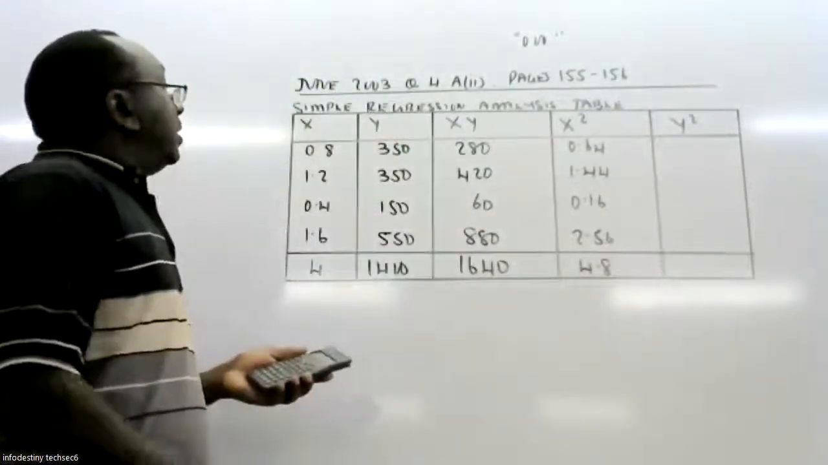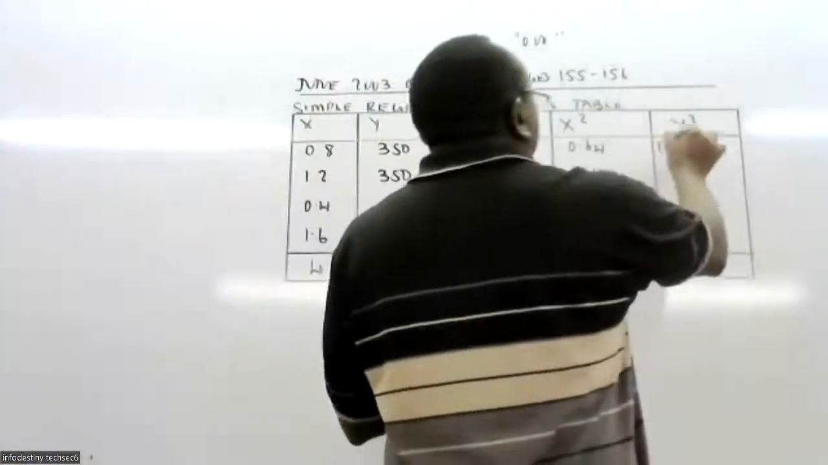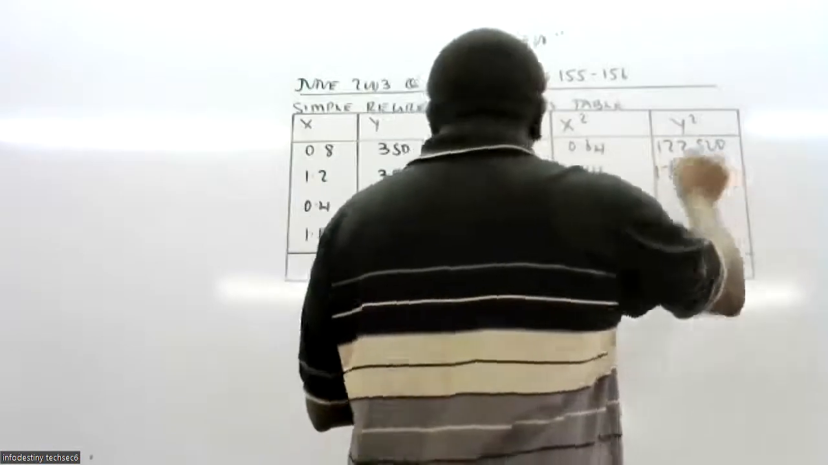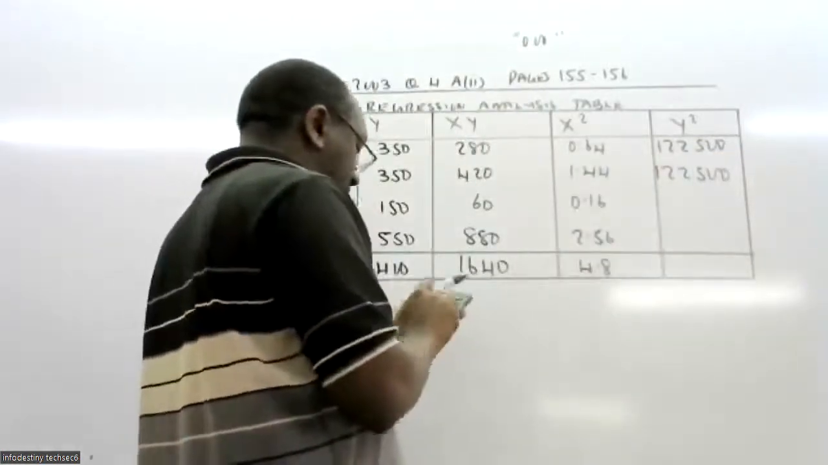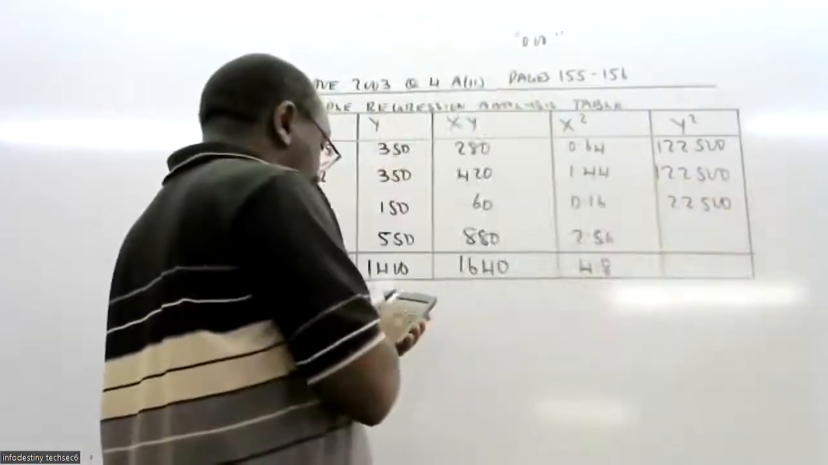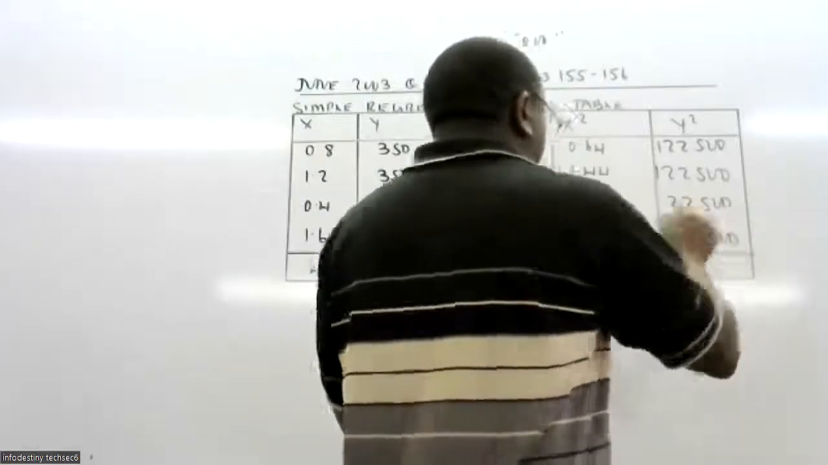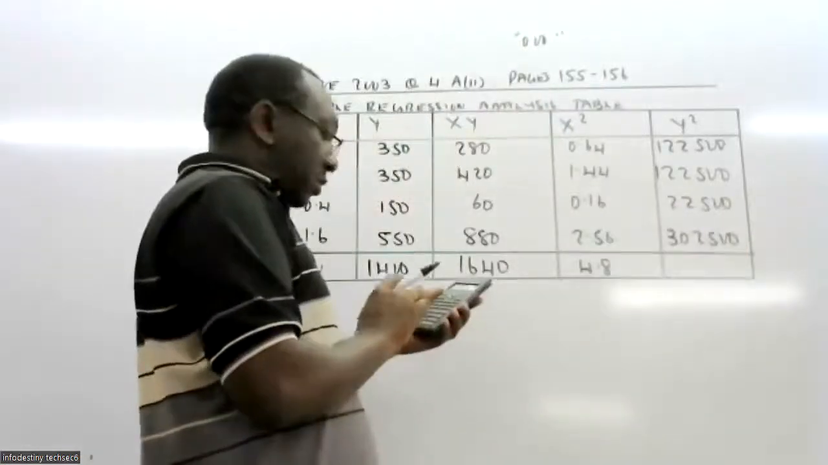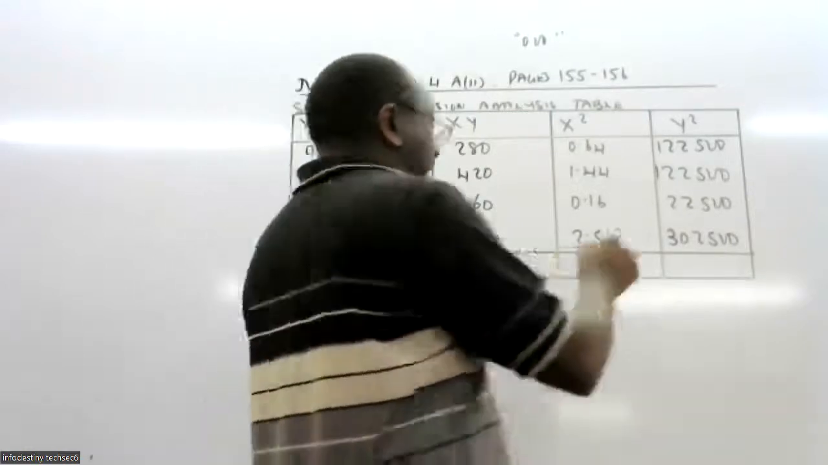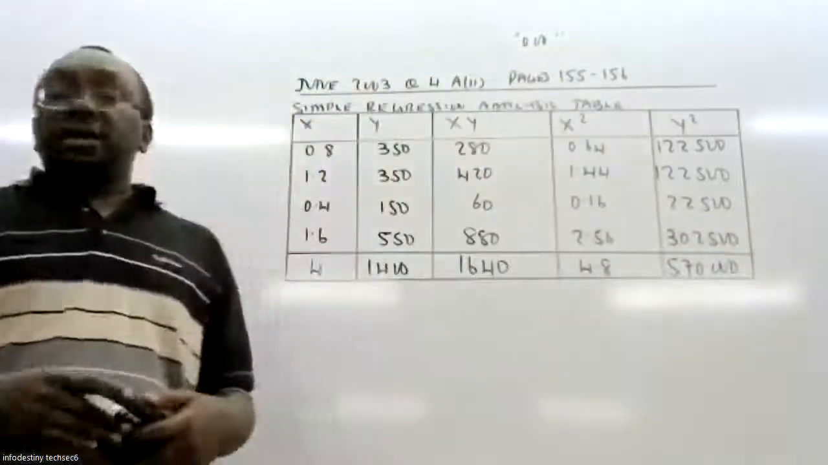Then 350 squared is 122,500. 350 squared is 122,500. 150 squared is 22,500. 550 squared is 302,500. The total is 570,000. Getting that? Okay.